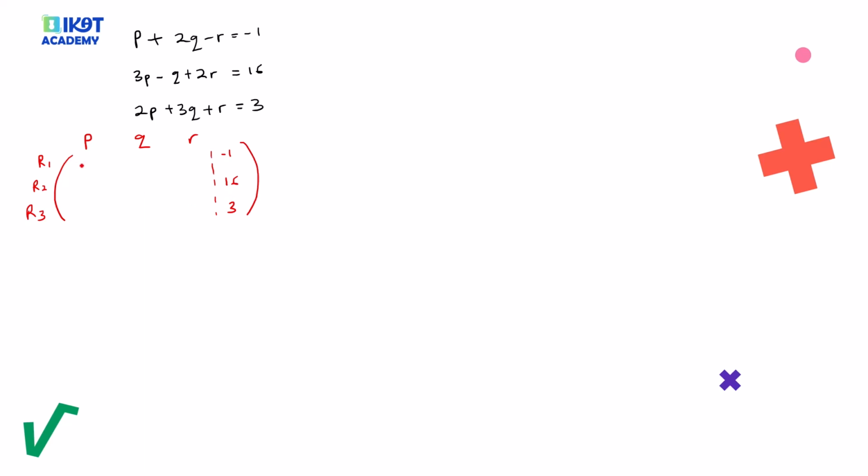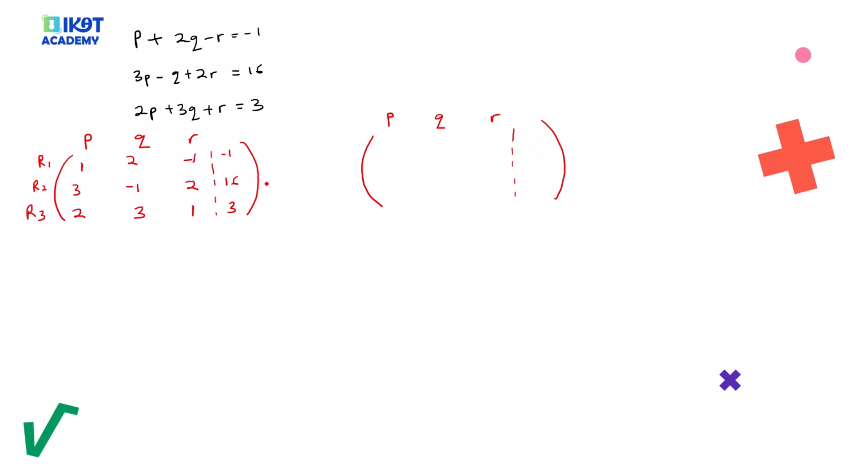Then we start picking out. Here we have the first row: this is 1, 2, -1. Here we have 3, -1, 2. Here we have 2, 3, 1. So the first step is we have to change this to P, Q, R.